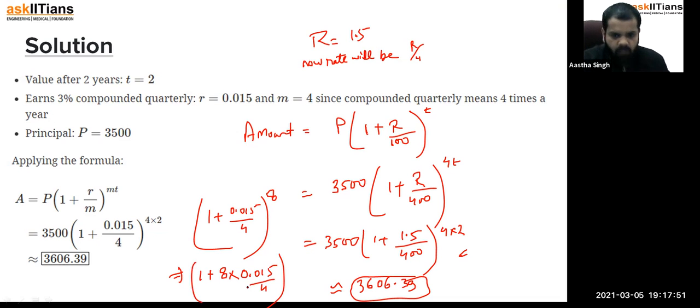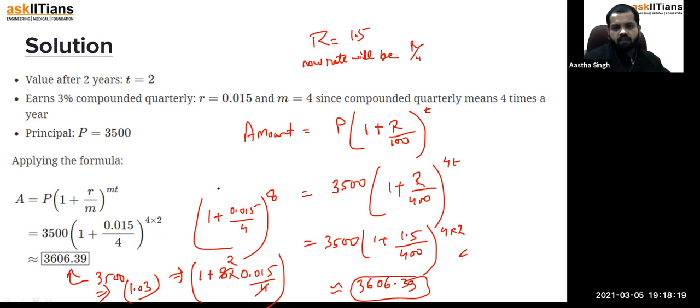Whenever you find any difficulty in solving this fraction with power 8, the 4 will cancel out 8 into 2 times. 0.015 into 2 will be what? 0.03. So 1.03, and multiplied with how much? 3500. You will get this approximate value. I'm just giving you an approximate answer. This is how we use the binomial.